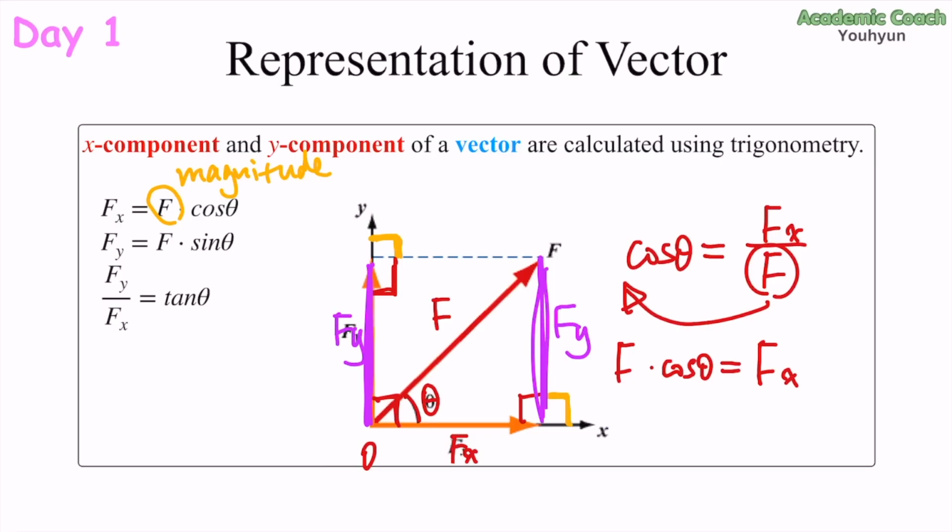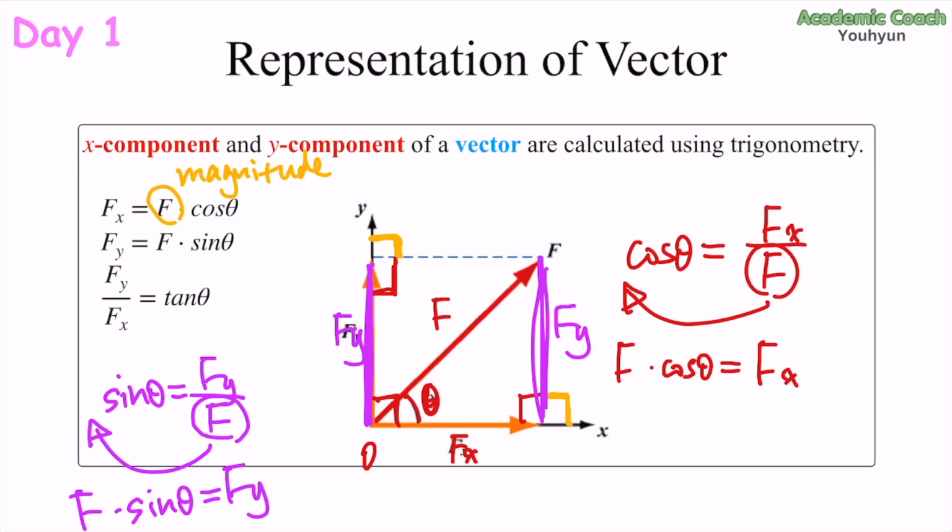Okay. And then again, let's take a look at this right triangle. For this right triangle, again, considering angle theta here, fy, the y component, is opposite. So now we have sine theta is equal to opposite over hypotenuse, so fy over f. Again, I'm going to move f to the other side of the equation by multiplying it. Then I get f times sine theta is equal to fy. And this is the equation that represents the y component of a vector.